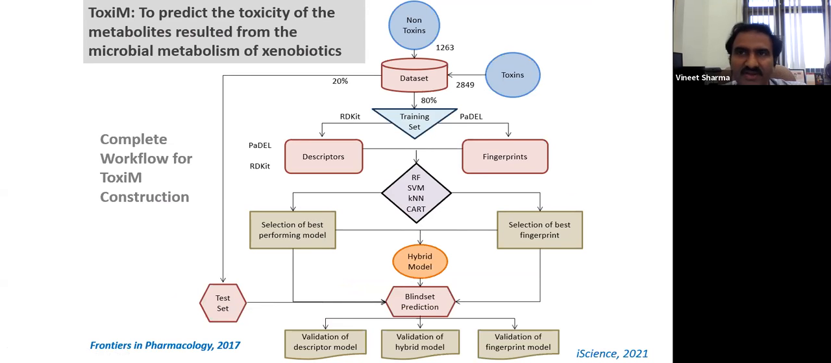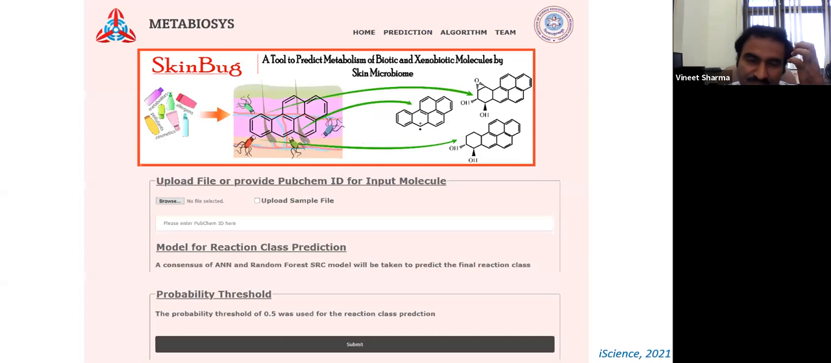And for the toxicity prediction, we developed another tool called Toxin. I'll not go into the details of this, but basically it employs the same machine learning methods, including random forest. We evaluate all the methods, and the method that works best, we use further. It shows very good accuracy on both training and test data sets, and it was also published earlier.